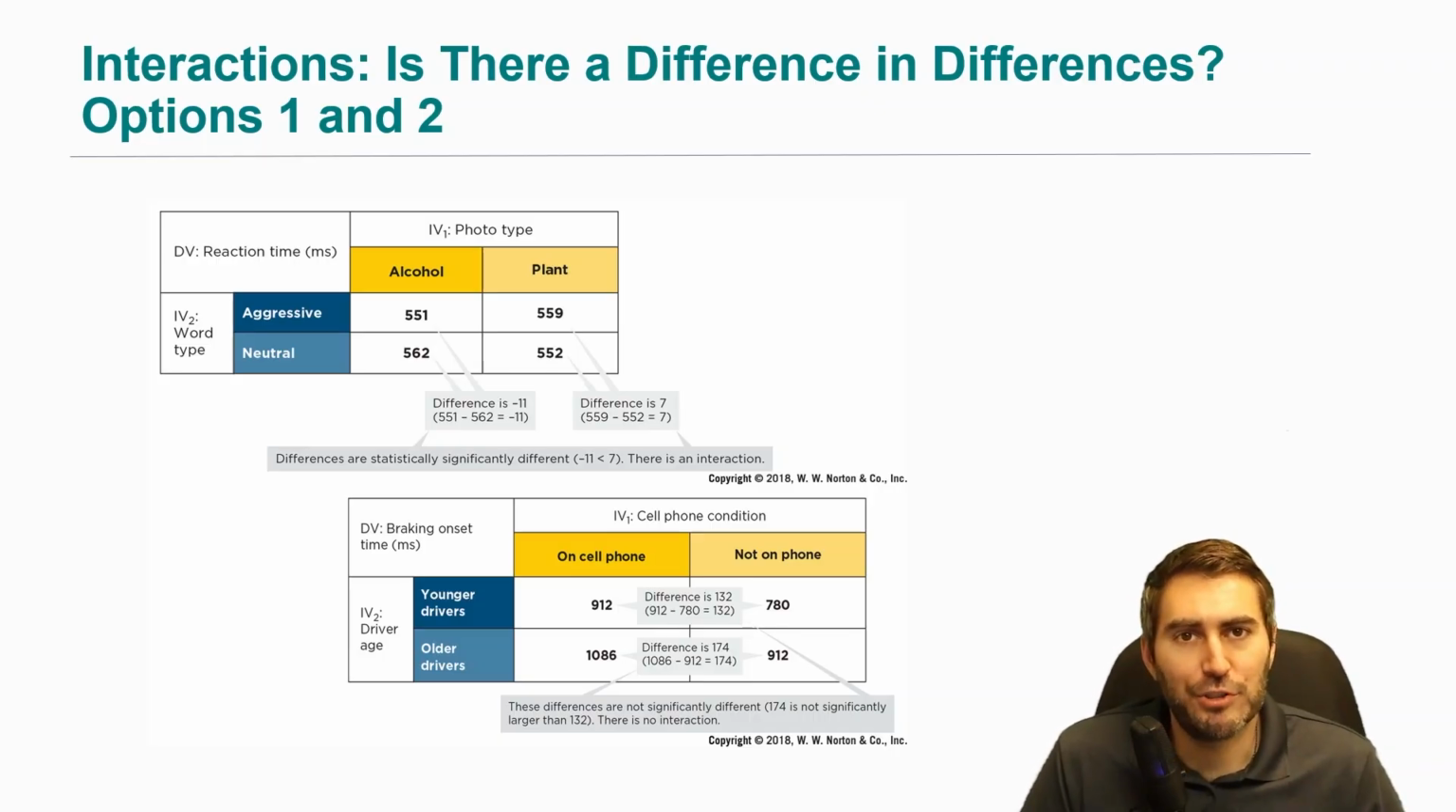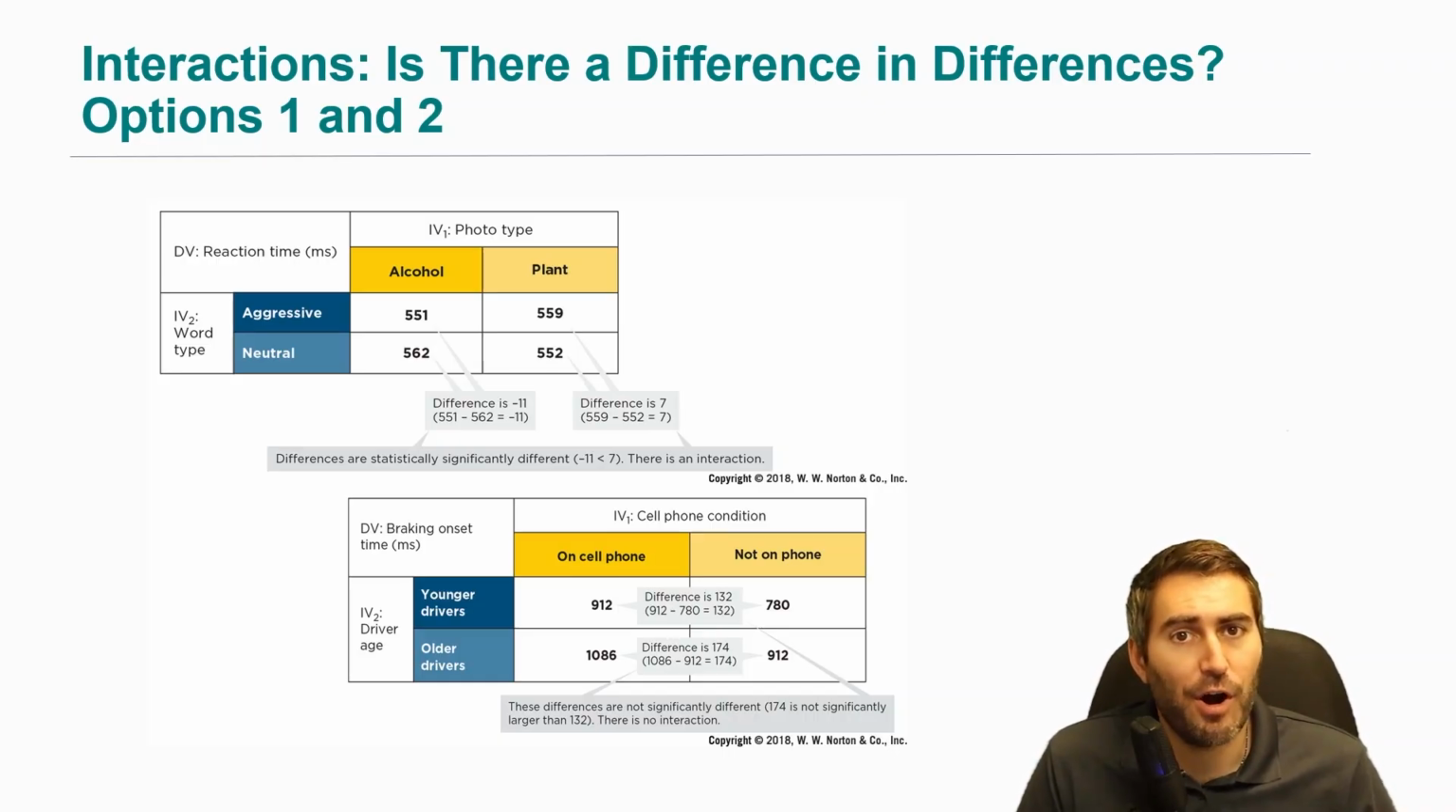The bottom table shows the data from the cell phone and driving study. The top example focused on row differences, but this example examines column differences. The number 174 is not significantly larger than 132. So there is no interaction between cell phone condition and driving age. Remember, you will still need to perform a significance test to know for sure if the two numbers you get are significantly different from one another or not.